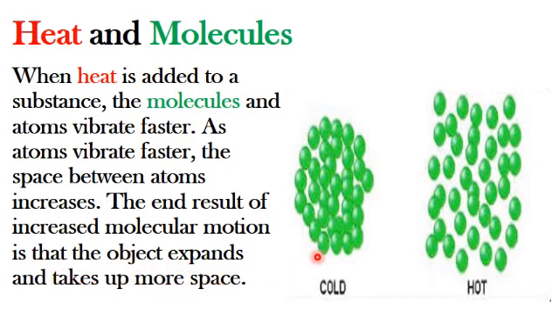You can see here in both images. This is the cold substance image and this is the hot substance image. When heat is added to a substance, the molecules and atoms vibrate faster. As atoms vibrate faster, vibrate means move. You can say move. The space between atoms increases. The end result of increased molecular motion is that the object expands and takes up more space, like in this image.